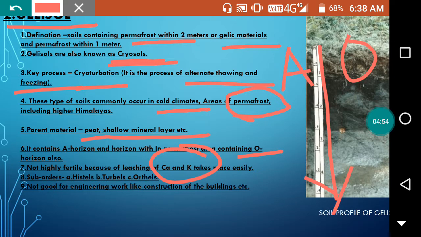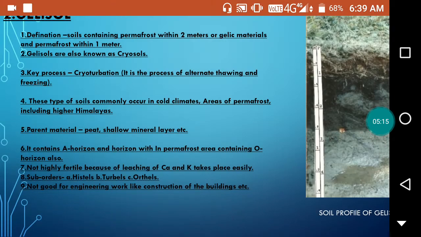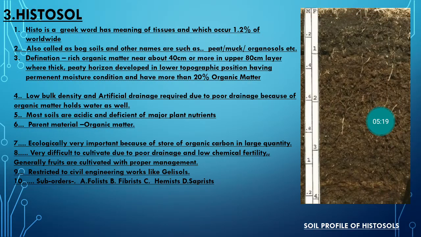After that, see the suborders. Suborders are Histels, Turbels, and Orthels. These are the suborders, and it is not good for engineering work because this is a soft soil. It is not good for engineering work. There is no construction of any buildings on this type of Gelisol. So after that we are seeing the next slide, that is Histosol.